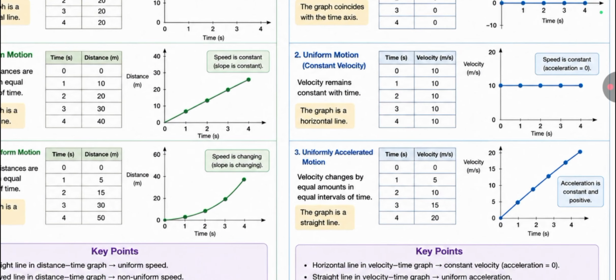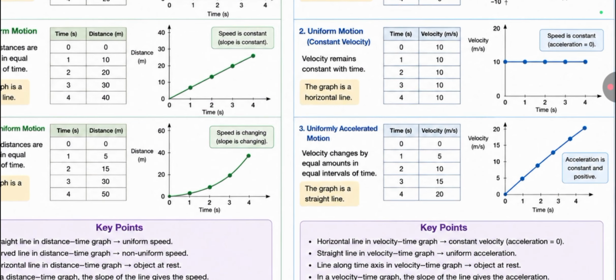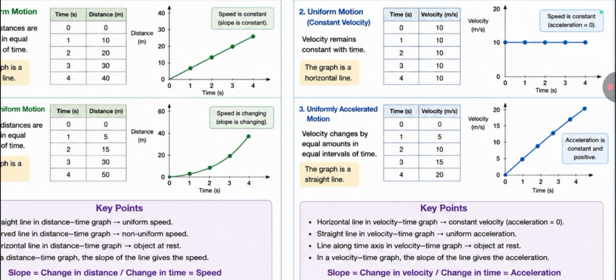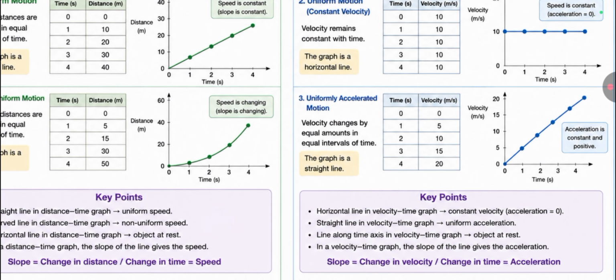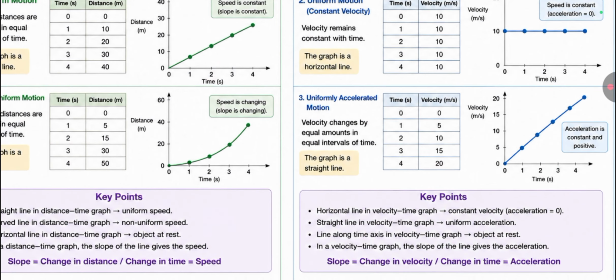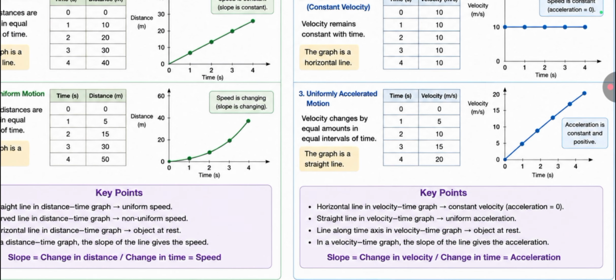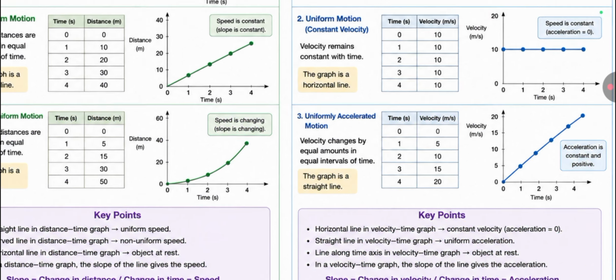And the third case, uniformly accelerated motion. Here velocity changes by equal amounts in equal intervals of time, so the graph is a straight line. When the time changes, the velocity changes equally, so it indicates a straight line. So acceleration is constant and positive in this case.